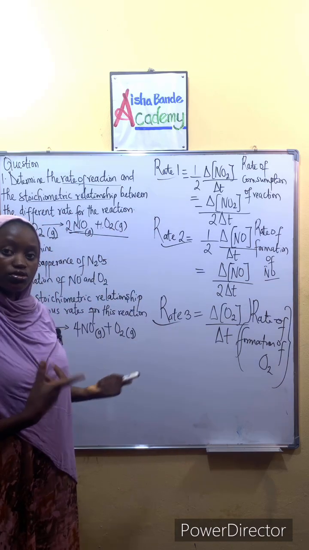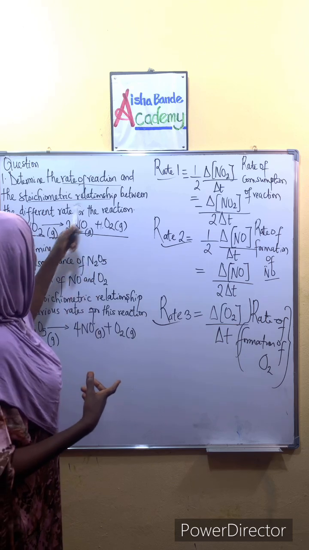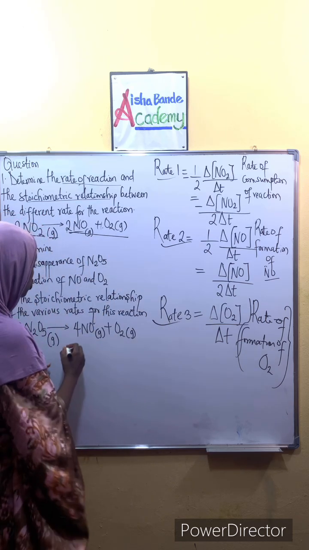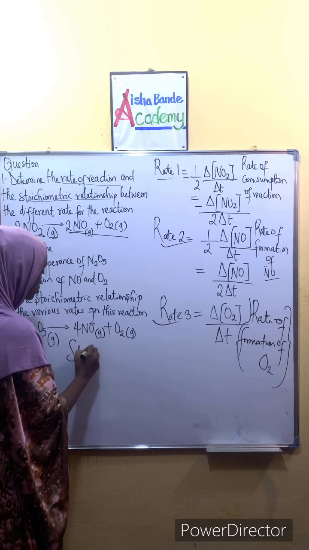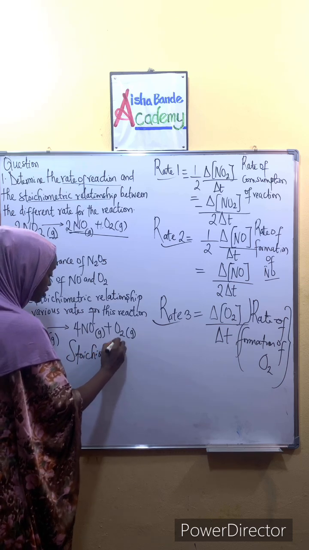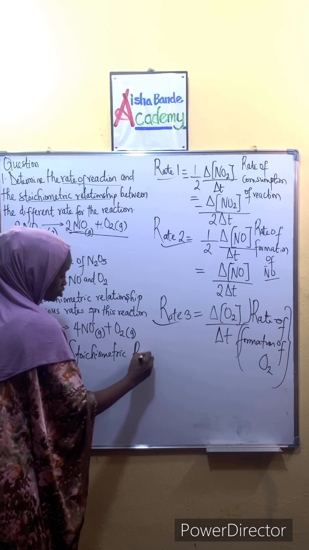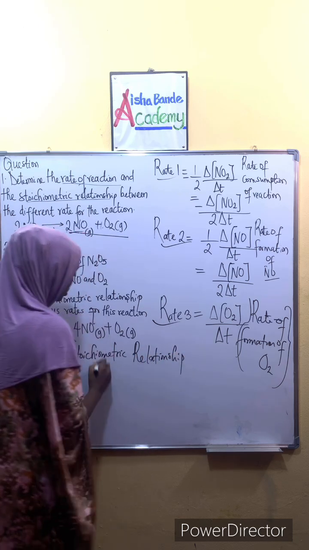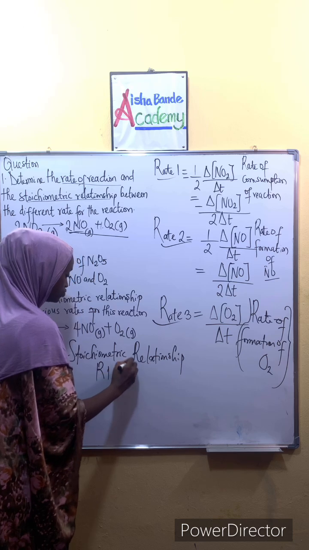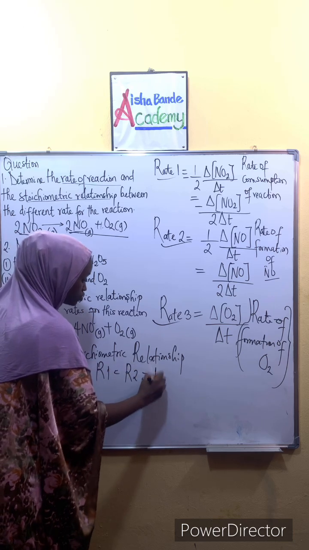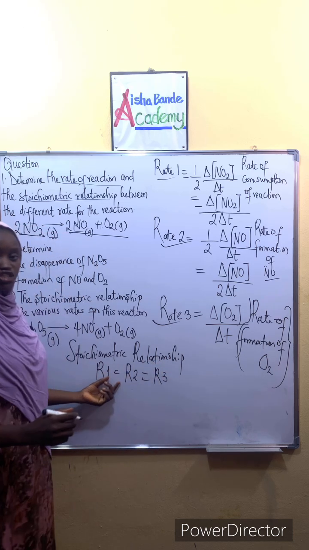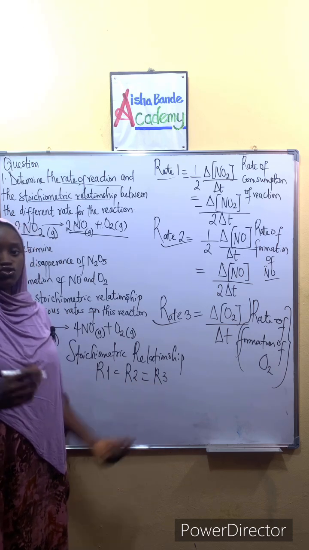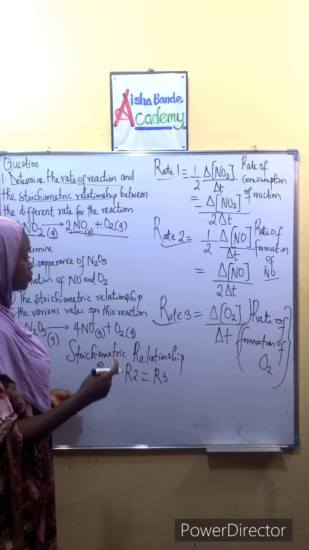We can now go to the next question, which says that we should find the stoichiometric relationship between the three rates. So the stoichiometric relationship between the three rates is going to be rate 1 equal to rate 2 equal to rate 3. That is, the rate of reaction of the first one is equal to the rate of reaction of the second one, which equals the rate of reaction of the third one, which is the product.